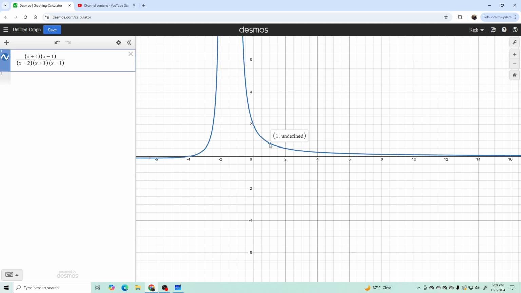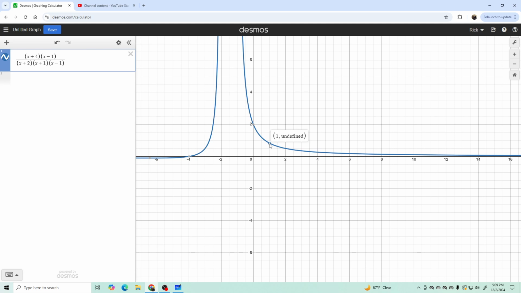Well, let me show you something cool. If you go to 1 here, what do you see as your y value? It says it's undefined. So when you have the same factor in the numerator and the denominator, it doesn't create a vertical asymptote. It creates a hole. So if you were going to graph this more properly, you would actually put a hole right here, and you wouldn't make this one continuous line. So I just thought that was interesting. I thought I would show you that.